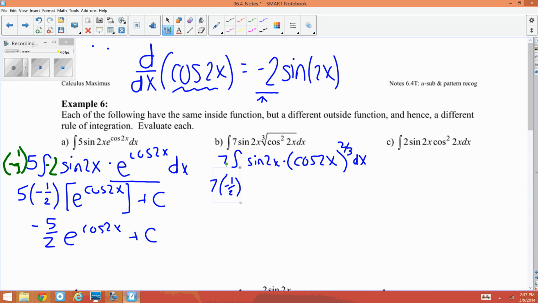Now I just need to do the antiderivative of cosine of 2x to the 2/3 power. So I add 1 to the power, get 5/3, divide by that new power, and then I just fill that part in, cosine of 2x plus c. There you go, that's it.